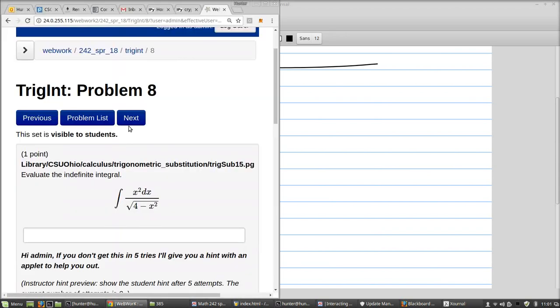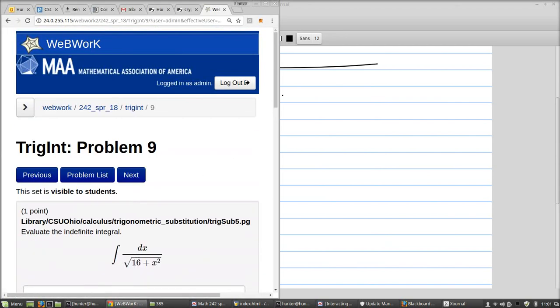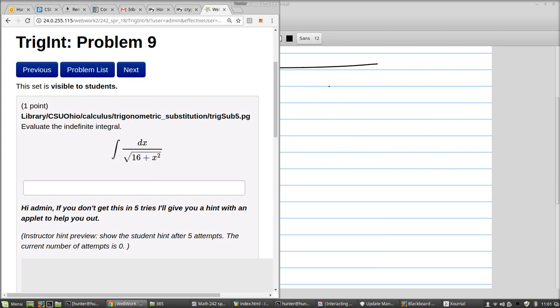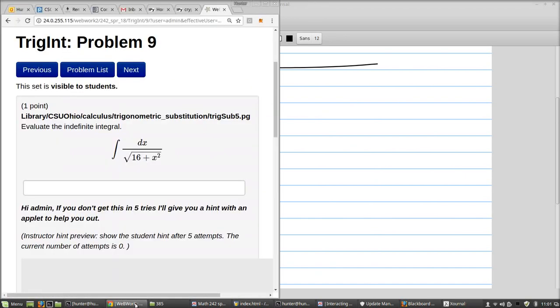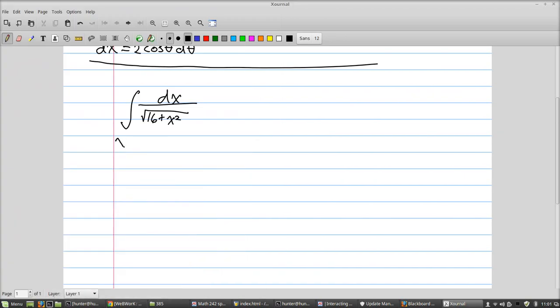And so let's look at this one, right? So we've got the integral of dx over the square root of 16 plus x squared. And let me just double check that that was right. Yeah. So the substitution here is x equals 4 tan theta. And then dx is equal to 4 secant squared theta d theta.